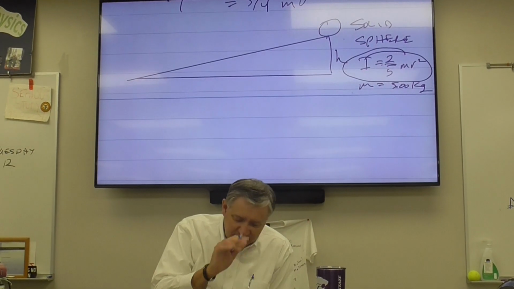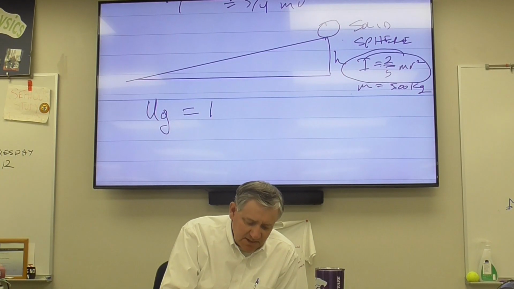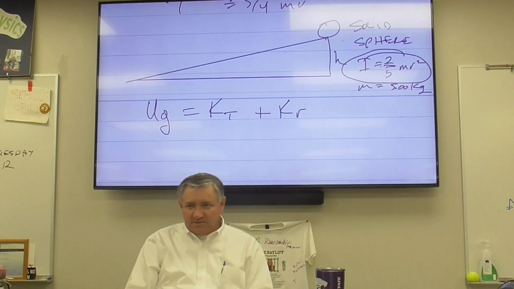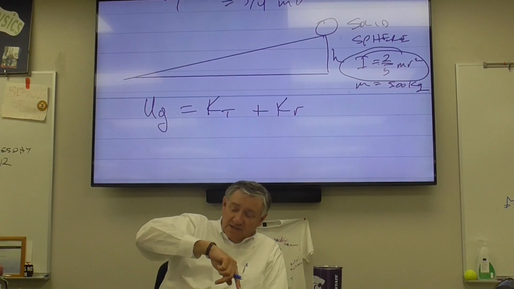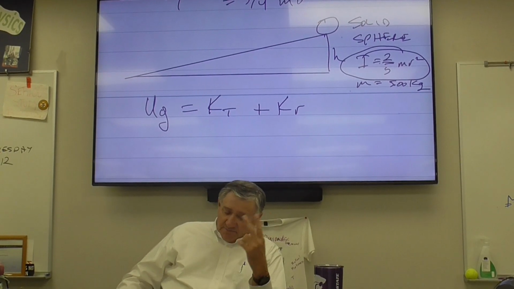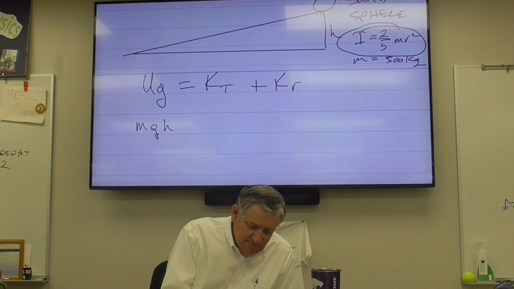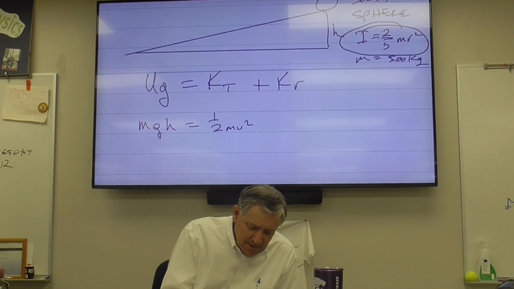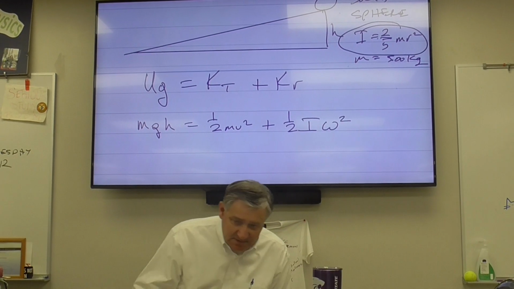Here's how this problem starts. Your U_g at the top has to equal the kinetic energy plus your rotational kinetic energy. Same idea, because this thing is going to roll as it goes down, so it's going to have two different types of energy. This is going to be mgh, this is going to be 1/2 mv squared, and this is going to be 1/2 I omega squared.